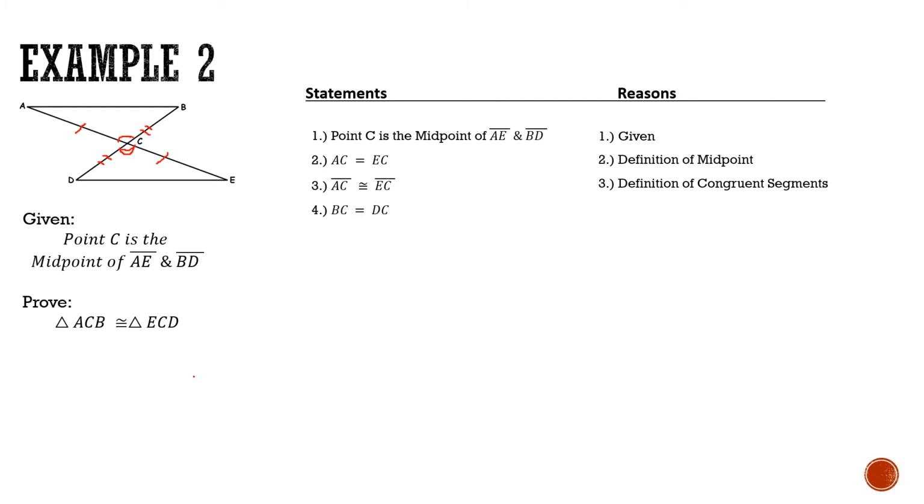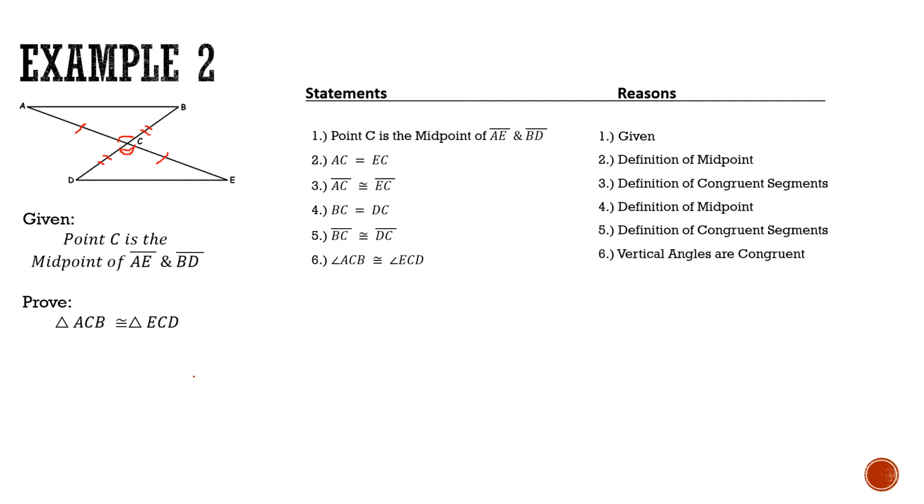I'm going to make the same two statements for BC and DC. So I've got definition of midpoint again, because the midpoint will separate those into two equal parts. BC is going to be congruent to CD for the same reason that it was before, definition of congruent segments. So now I have my two segments. I need my angle. Well, I'm going to state that angle ACB is congruent to angle ECD because of what we talked about. Vertical angles are congruent. That's something we talked about earlier in the year.